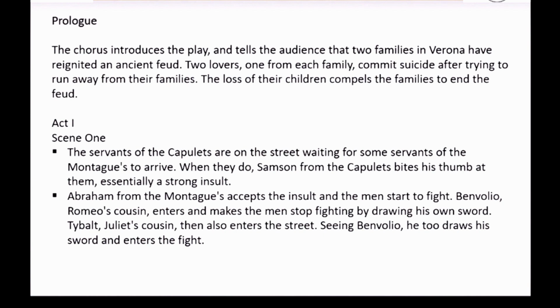They ask Benvolio why Romeo was not with him. He tells them that Romeo has been in a strange mood lately. When Romeo appears, the Montagues ask Benvolio to find out what is wrong and then depart.